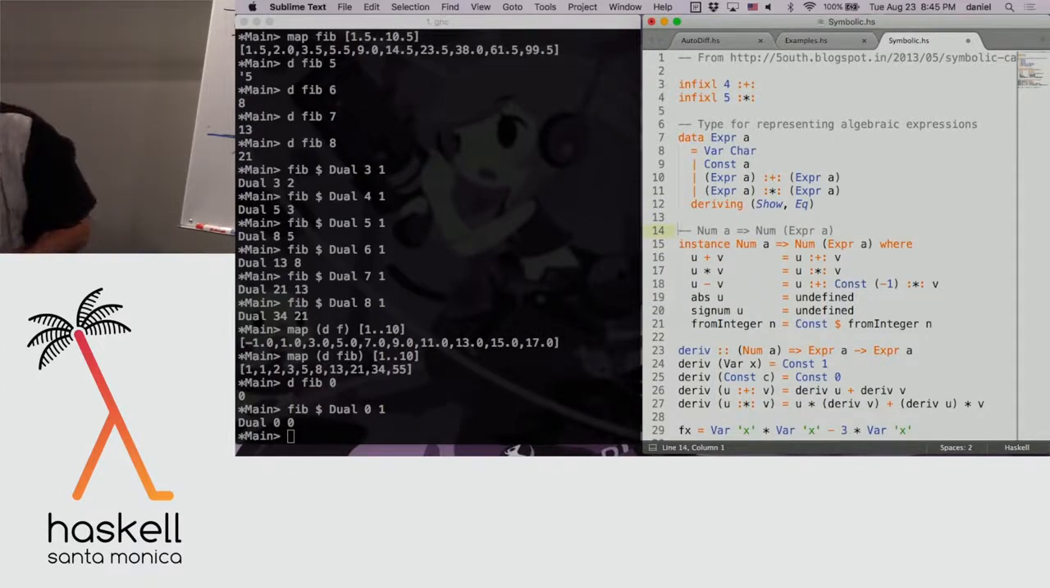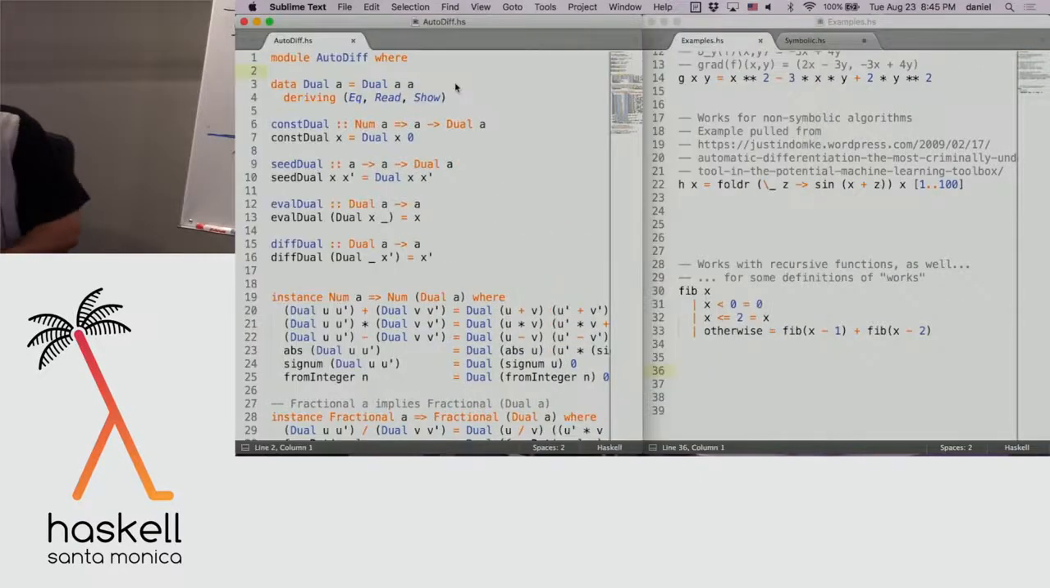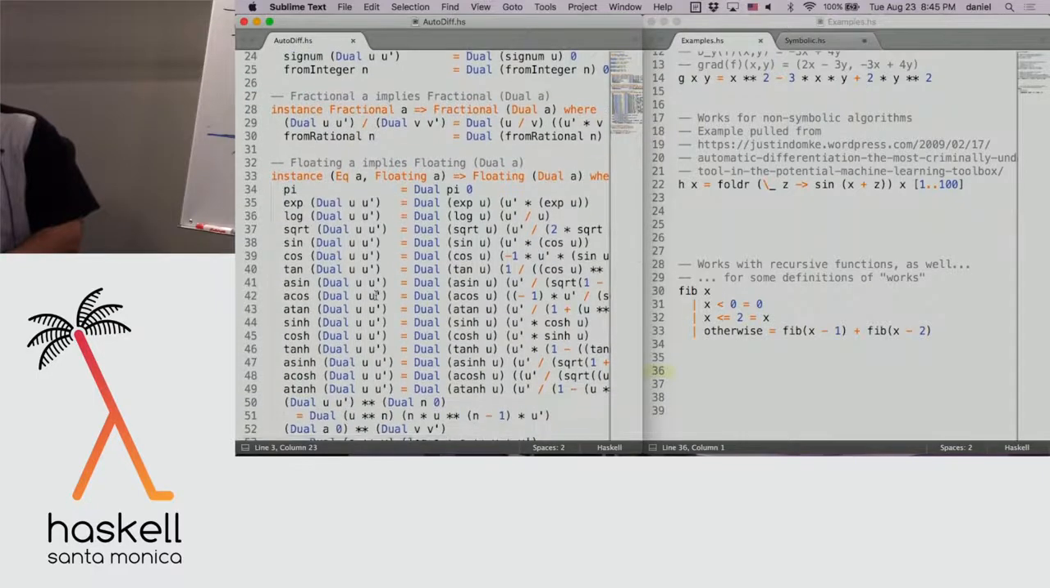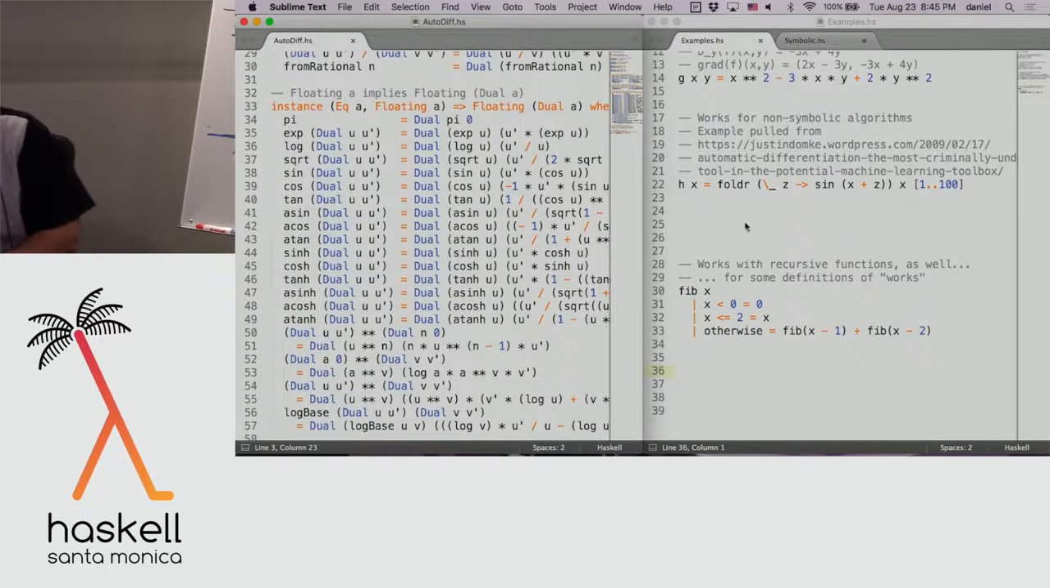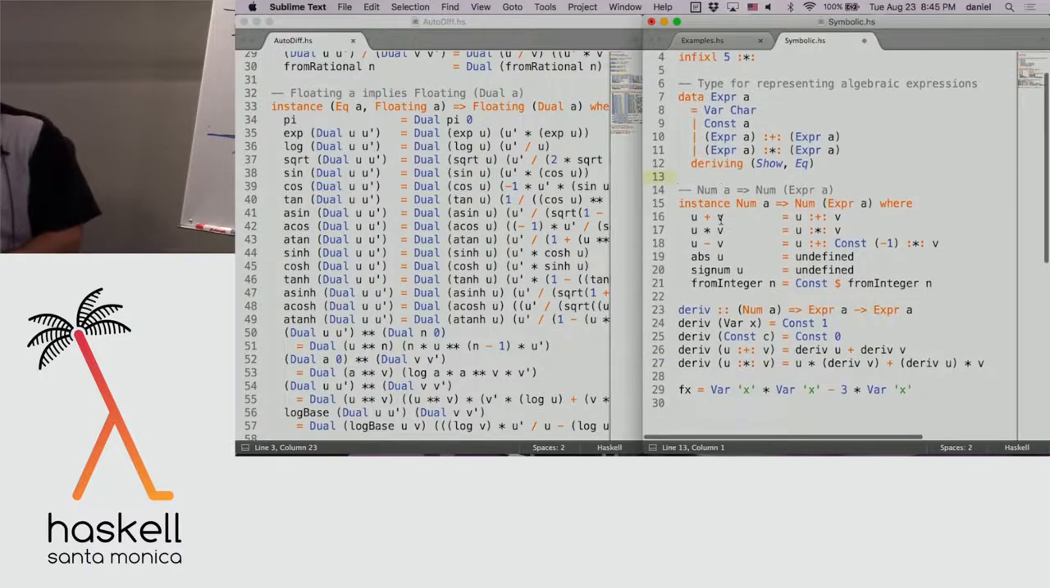And we're going to write a Num instance. So remember what we did for autodiff. We defined a data struct to hold the location and the derivative at that location. And then we did Num, Fractional, and Floating instances for that. So we're going to follow the same kind of example. We're going to do a Num instance for these Exprs.